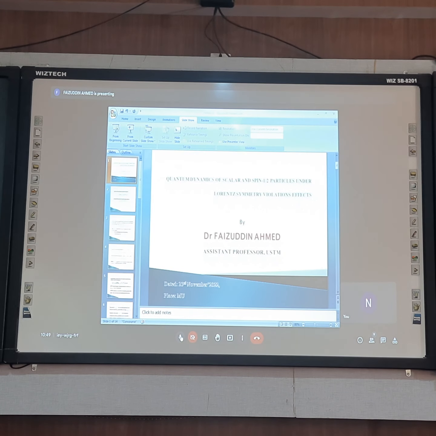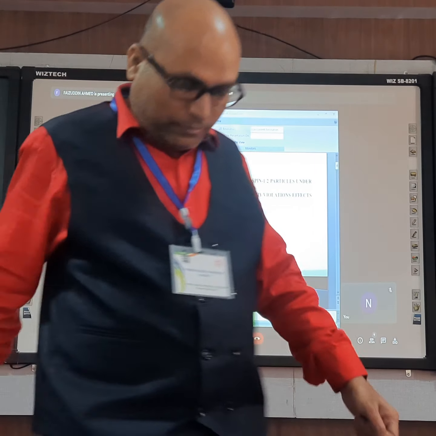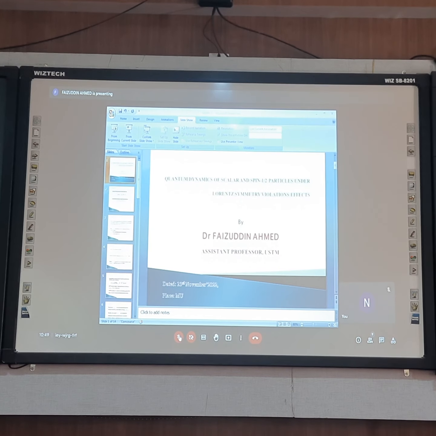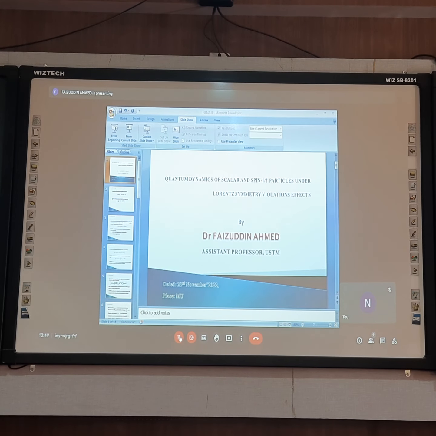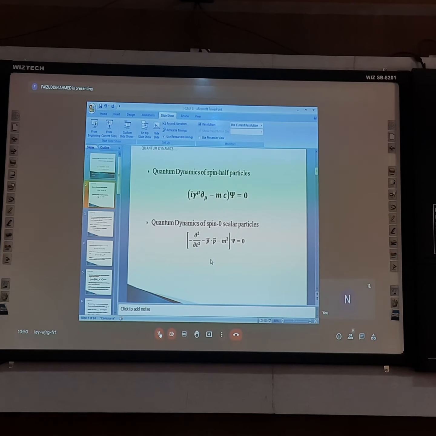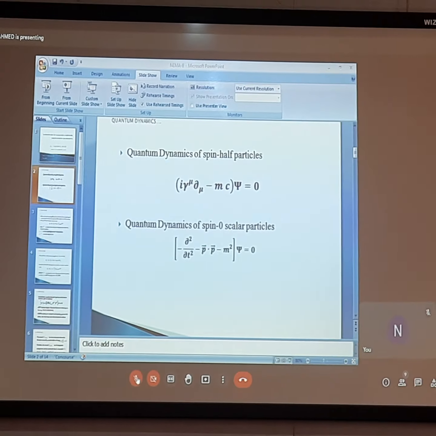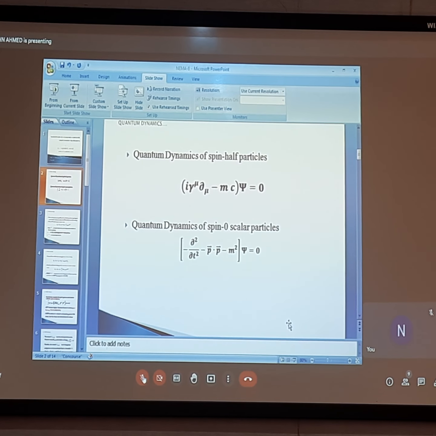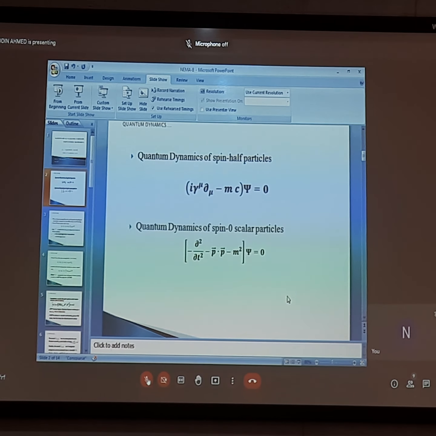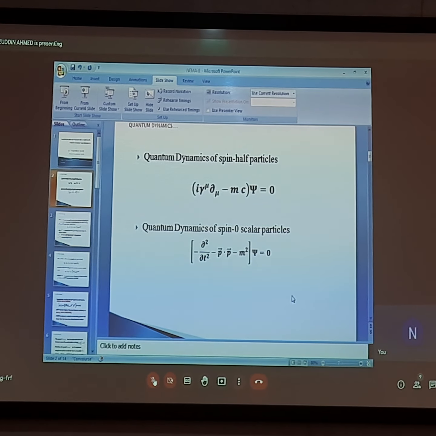My talk is basically on the quantum dynamics of scalar and spin-half particles under Lorentz symmetry violation effects. This talk is basically for research scholars. Is my slide visible? Yes. Okay, so first I will start with the quantum dynamics of spin-half particles.